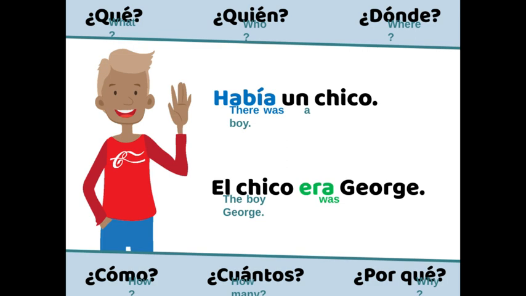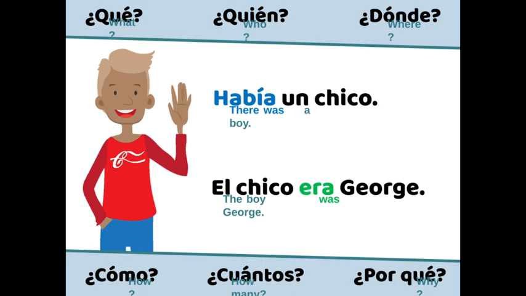Question number 2. Había una chica, sí o no. 1, 2, 3. No, no había una chica. If I change the O to an A, that means I'm talking about a girl. I asked you, was there a girl? And you should have said, no, there was no girl.